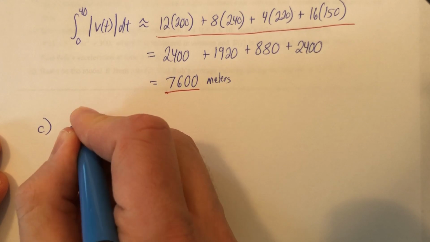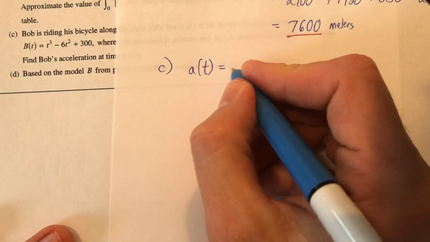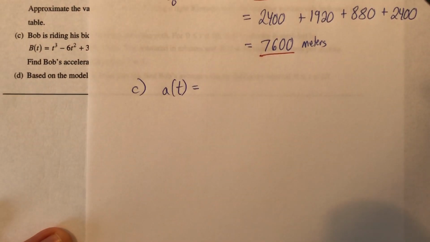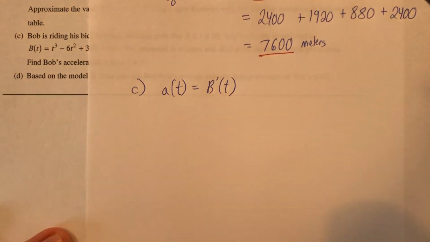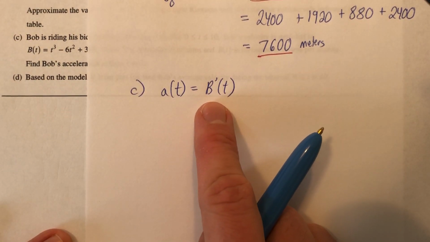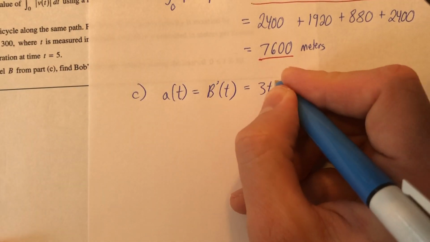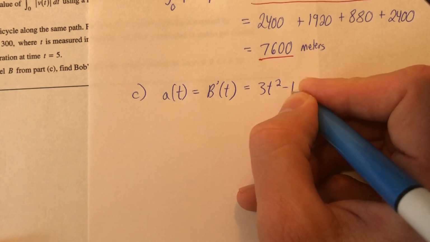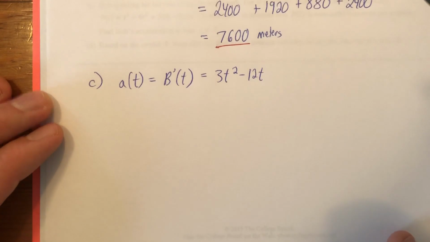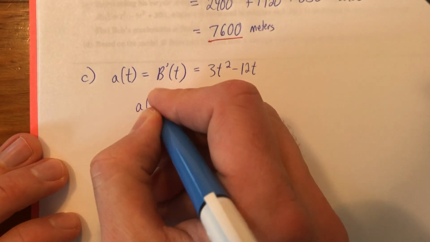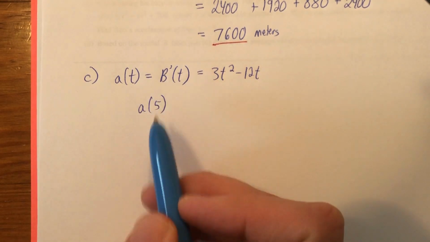Don't say A of t equals what? Don't be like A of t equals 3t squared. No, I need to really show them that I know that the acceleration is the derivative of velocity. And in this case, velocity is represented by the capital B because that's Bob's velocity. So here we go. It's 3t squared minus 12t plus 0. Okay? I want to know what happens at 5, so the acceleration at 5. I've already defined A as the derivative of B, so we're good to go from here on out.